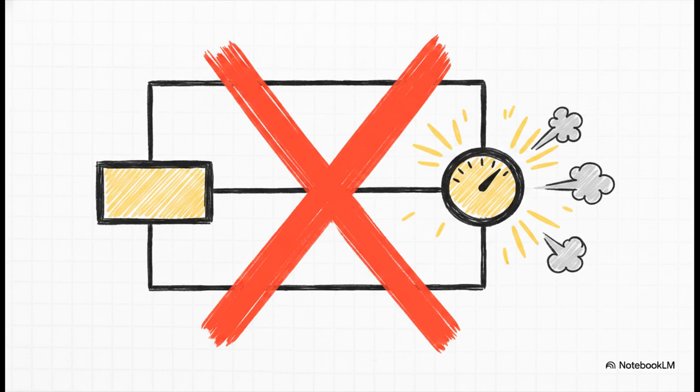See, an ammeter is designed to have almost 0 resistance, so current can flow through it easily for measuring. If you hook it up directly to the battery, you create what's called a short circuit.